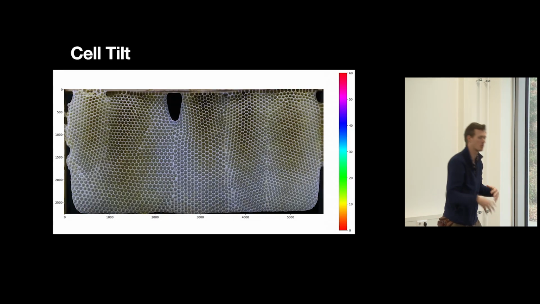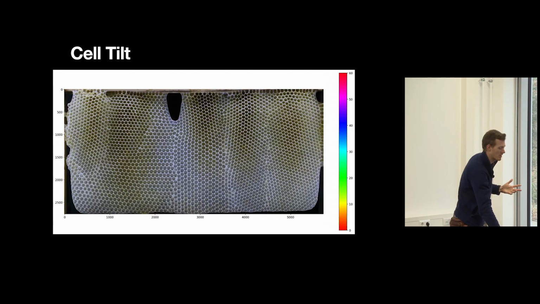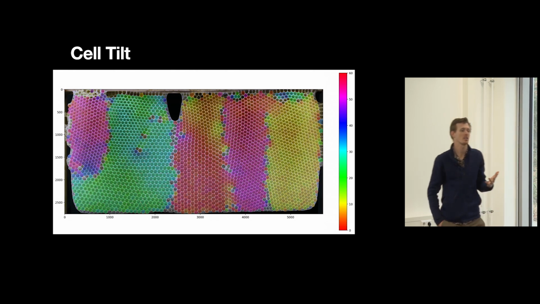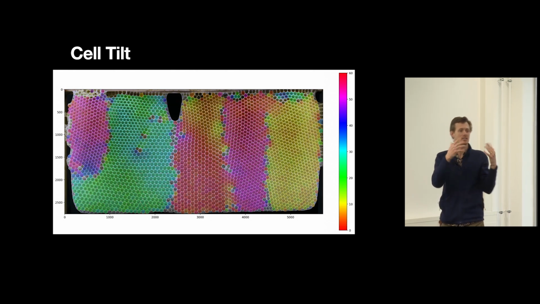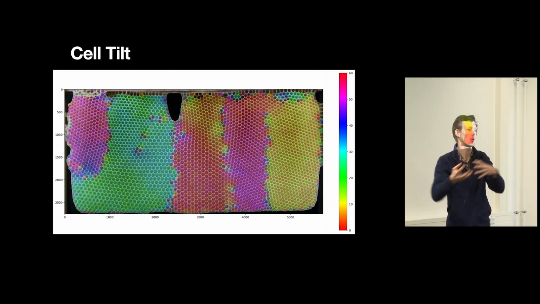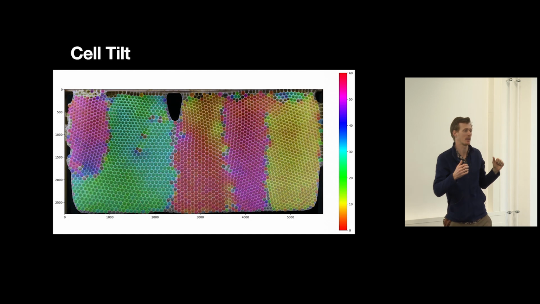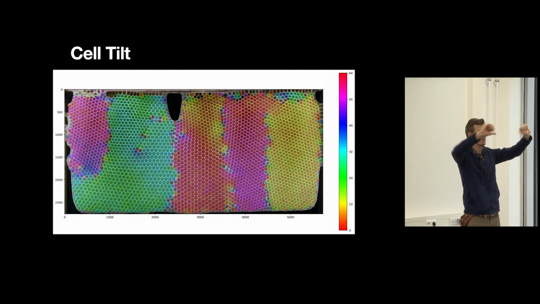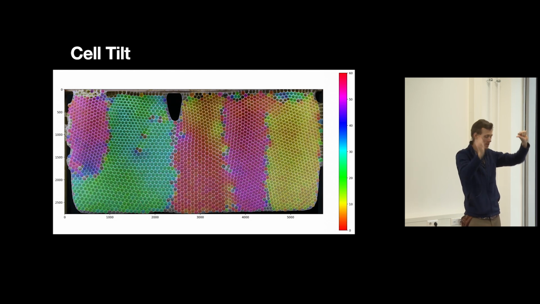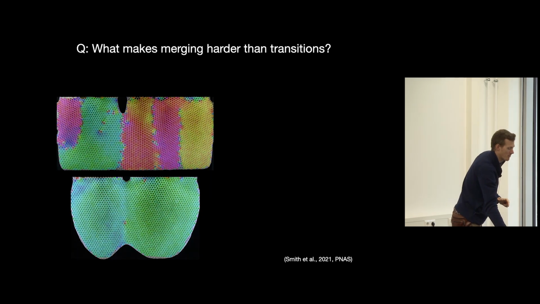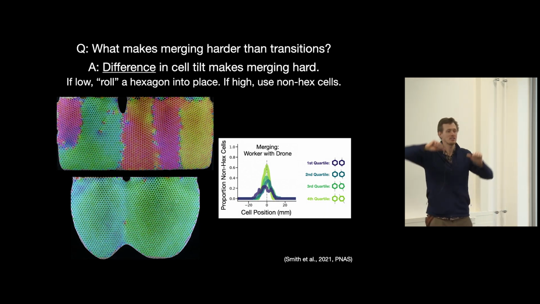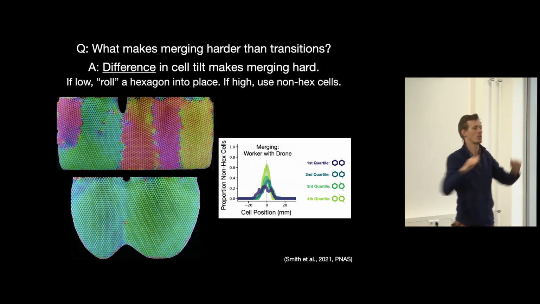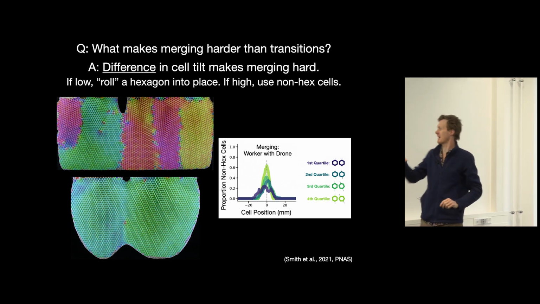So when we come back to that original image I showed you, we can actually color every single cell according to its tilt. And then we can quantify the difference in those two tilts to give us an idea of how much more or less difficult a problem might be. Because at the end of the day, it doesn't matter what your tilt is, it matters how different one is from the other. And sure enough, what makes merging harder than a transition is that as the tilt difference gets bigger, you have more and more non-hexagonals built.